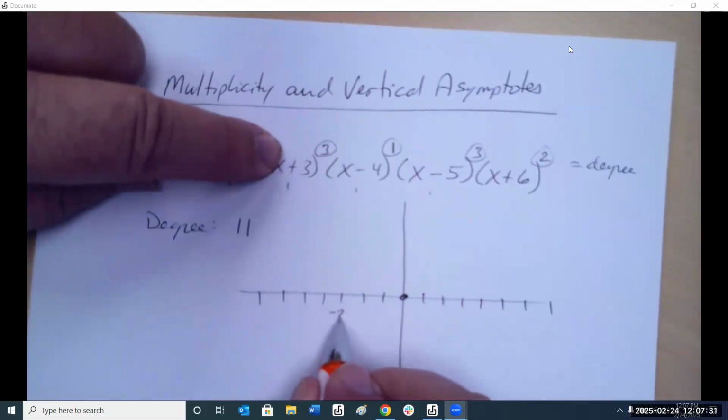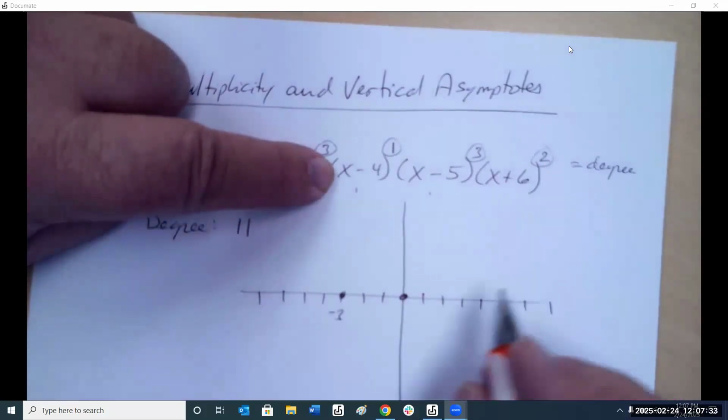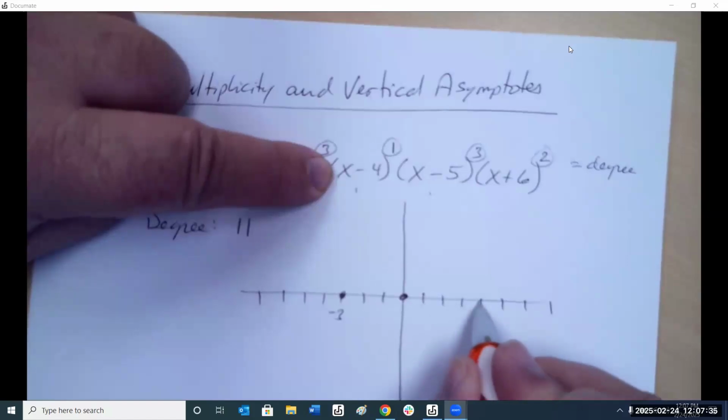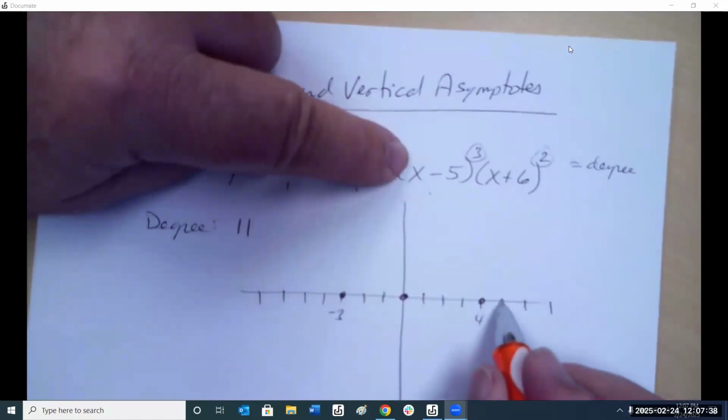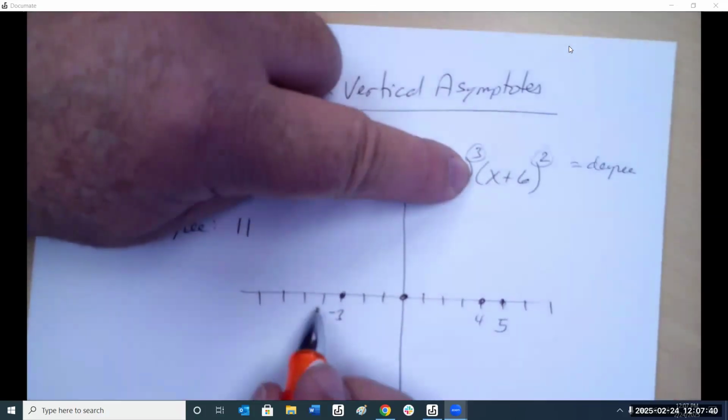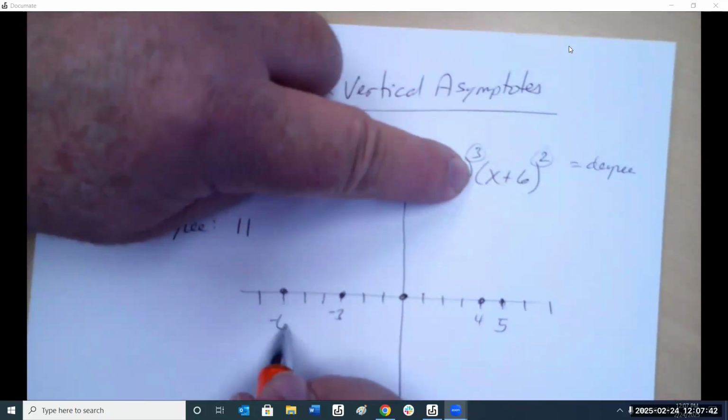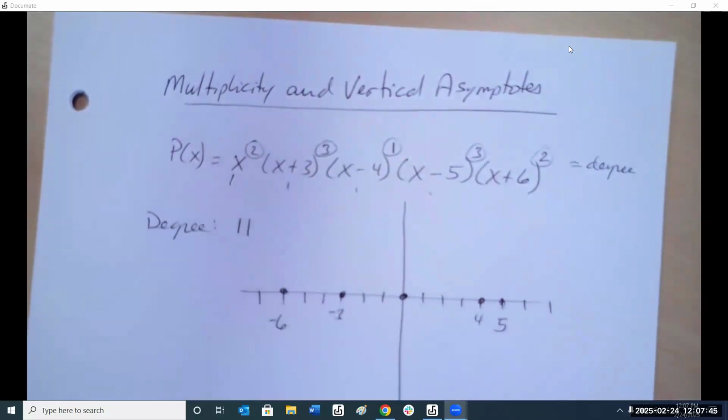This one makes it -3. This one makes it 4. This one makes it 5. And this one makes it -6. So I take each of these, set them equal to 0 and solve them. Those are my solutions. Those are my x-intercepts. Same thing: x-intercepts, solutions, factors, zeros. Multiplicity tells you where the graph crosses or bounces off the axis. The degree tells us the end behavior.